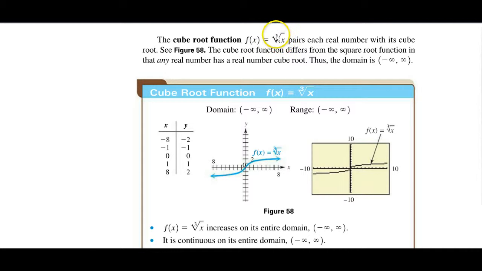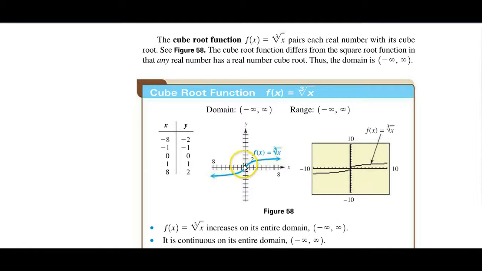Because it is an odd index number, we are allowed to have negatives under the radical. And notice what happens, that along with the typical square root function, because we are allowed to have negative values, we get the graph continuing to the negative side. And there's the typical one.